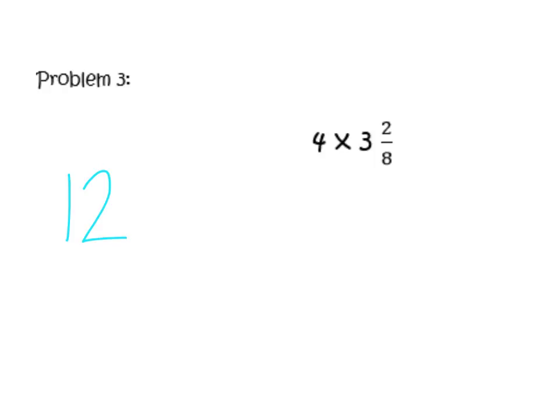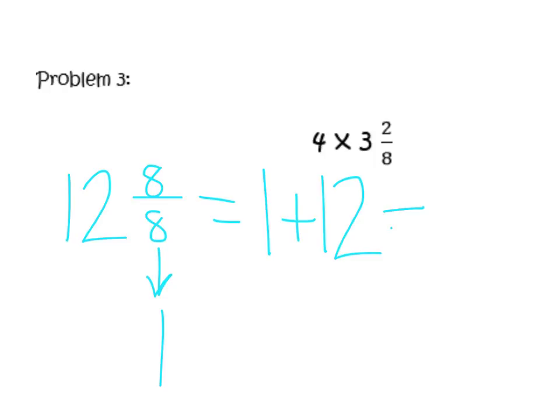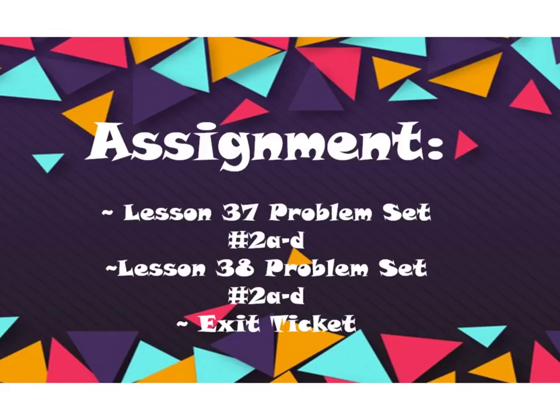So 4 times 2/8 is going to give me 8/8. I know that 8/8 is equal to 1 whole. So now I need to take that and add it to the big kahuna that was already there. So 1 plus 12 equals 13. My answer is 13.